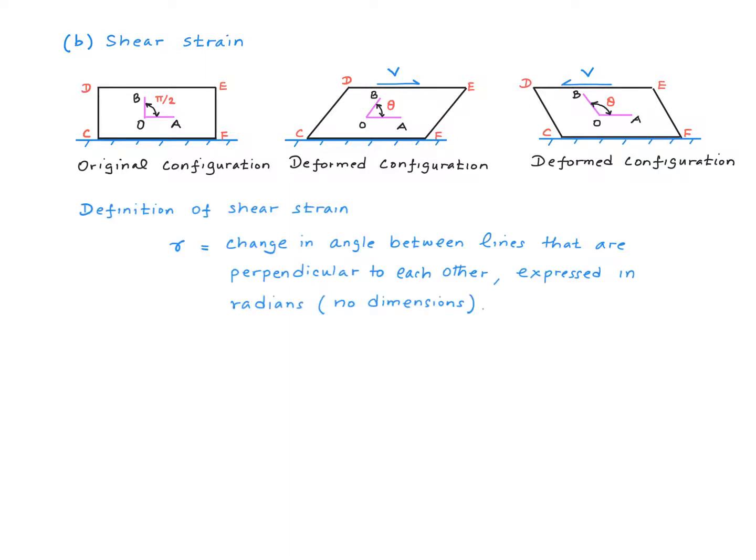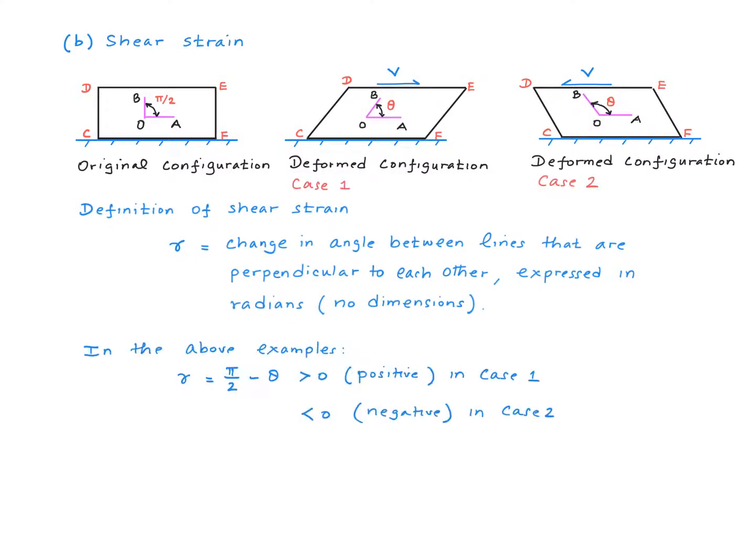The shear strain gamma is defined as the change in angle between lines that are perpendicular to each other, expressed in radians, and therefore they have no dimensions. Gamma is a fairly common notation for shear strain. In a quantitative manner, gamma in the above cases would be pi over 2 minus theta, right? And you can see it is a positive quantity in case 1 and a negative quantity in case 2.